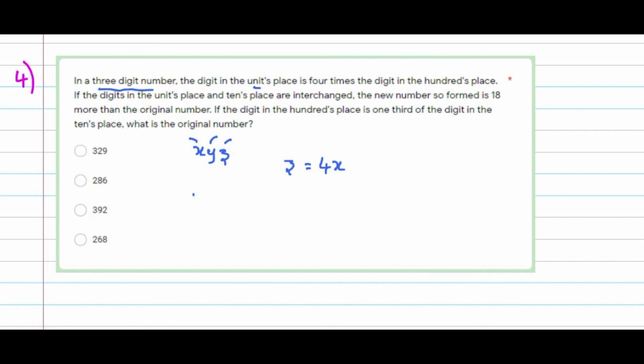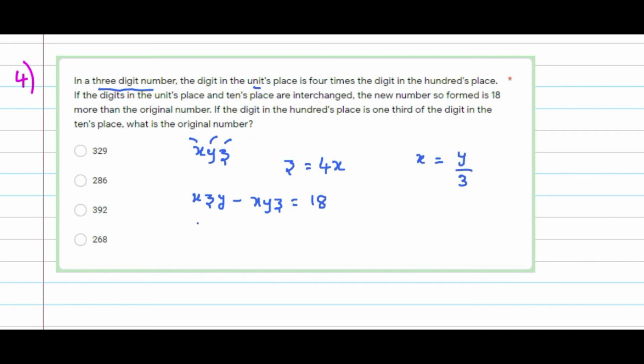So this is the original number. Now units place and tens place are interchanged. So this will be x, z, y minus x, y, z is equal to 18. So this is one equation. If the digit in the hundreds place is 1/3 of the digit in the tens place, so the digit in the hundreds place x is equal to 1/3 of the digit in the tens place, so it should be y by 3. So what is the original number? So these are the things given to us.